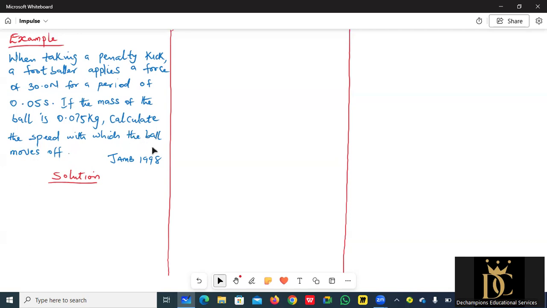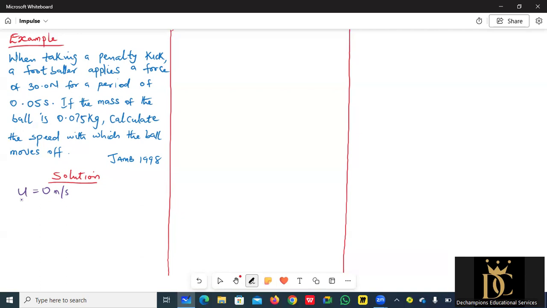Now, before the ball was kicked by the footballer, it was stationary. So that is the initial velocity, u. The initial velocity of the ball will be 0 because it wasn't moving before the footballer kicked the ball.